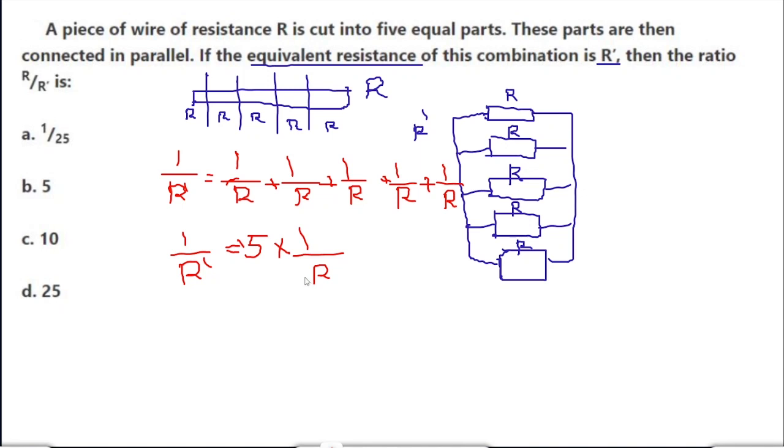And if I bring this R to the LHS, then what happens? Here I can write R by R dash, sorry, R by R dash, that is equal to 5. Got it? Now what is asked? R by R dash, isn't it? So the answer is B. Right?